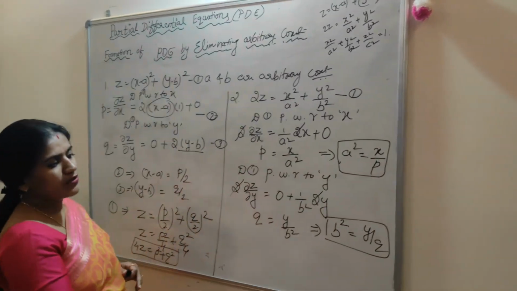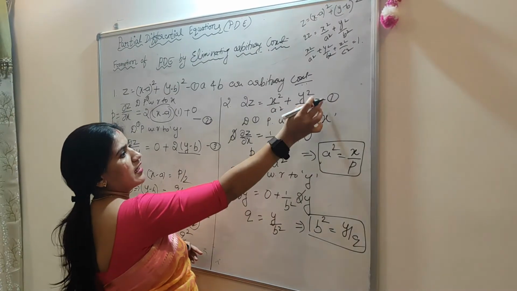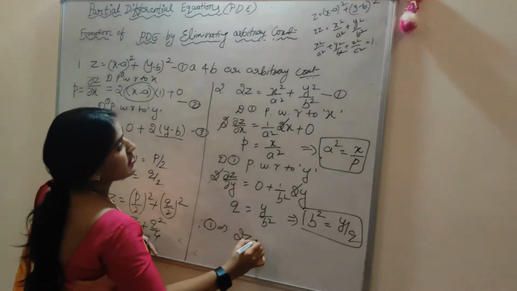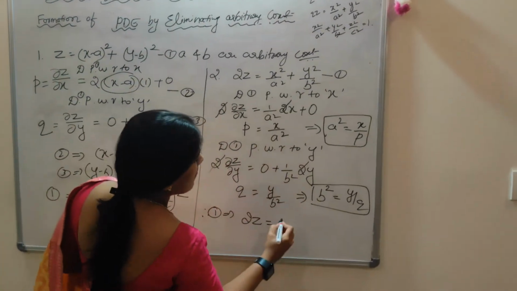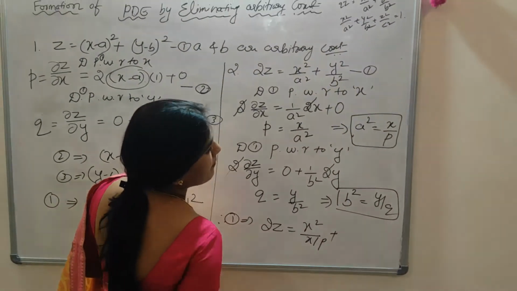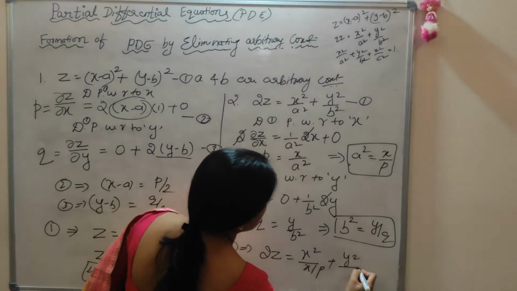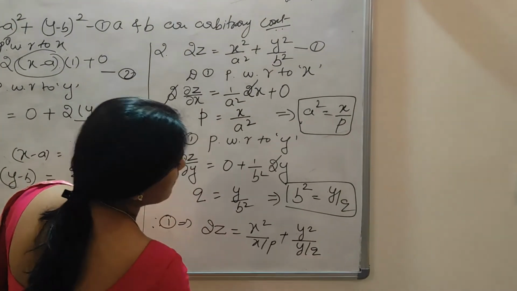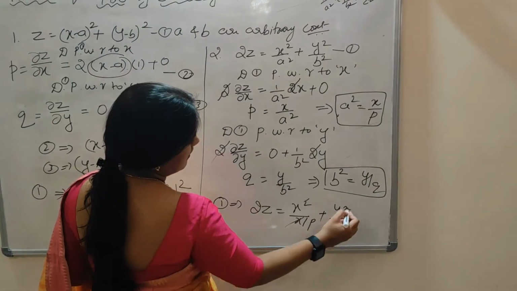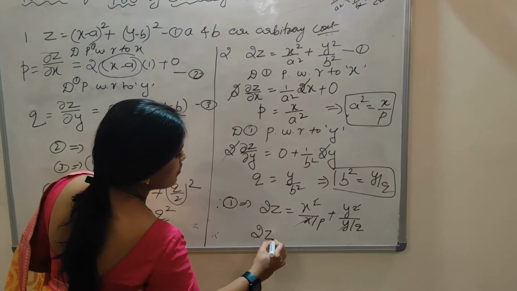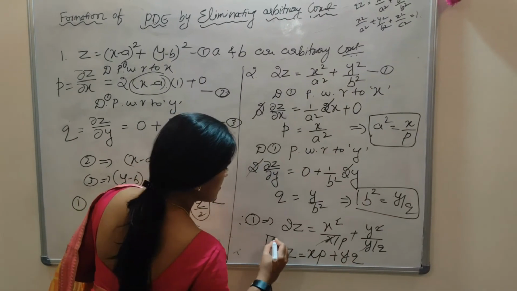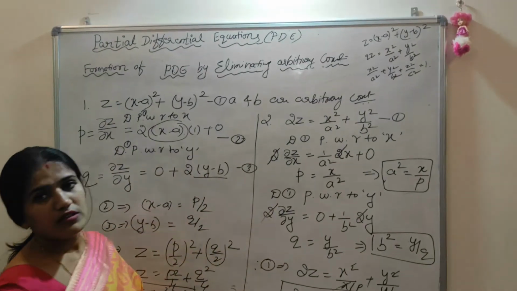So by using these two values in equation 1, equation 1 becomes 2z is equal to x square divided by a square, which is x divided by p, plus y square divided by b square, which is y divided by q. Now the numerator x and denominator x get cancelled, and finally 2z is equal to xp plus yq. This is the required solution for the given problem.